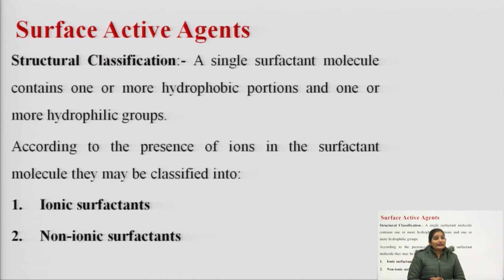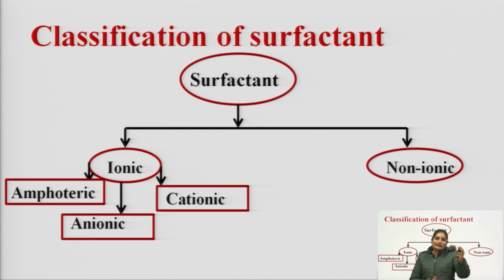Okay. So, a single surfactant molecule contains one or more hydrophilic portions and one or more hydrophobic portions. According to the presence of ions in the surfactant molecule, they can also be classified as ionic surfactants and non-ionic surfactants. These ionic surfactants are further classified into three categories: amphoteric, anionic and cationic surfactants.